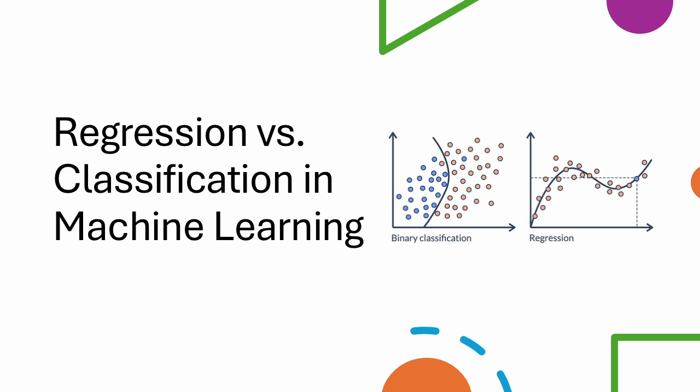Exactly. What about classification? What are some techniques used there? One popular method, and this might sound confusing, is called logistic regression. Logistic regression. Despite the name, it's actually used for classification. It's particularly useful when you have a binary outcome, like yes or no, spam or not spam. So even though it has regression in the name, it's all about categorization. Exactly.